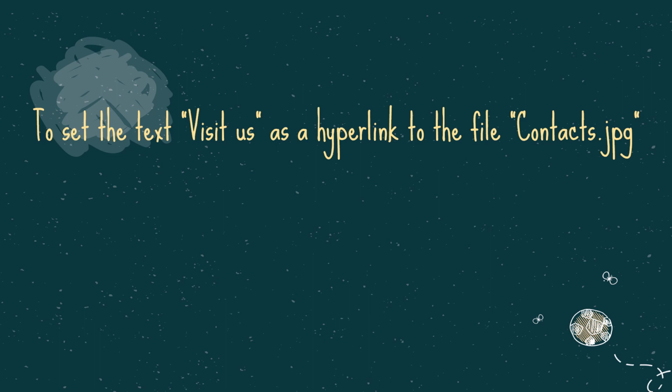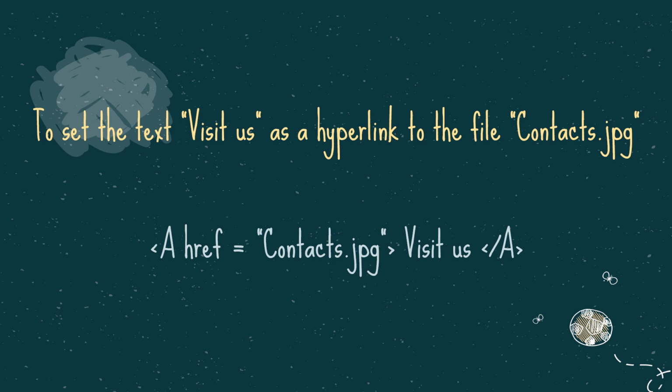Last is to set the text visit us as a hyperlink to the file contacts.jpg. Here again we are setting the text as a hyperlink. Plain, simple. We will write the text visit us in between the opening and closing anchor tag, and it should open contacts.jpg. That means at this time we are not opening a web page, we are opening an image. So we will write a href equals contacts.jpg. That will be the file that opens by clicking on visit us. Visit us, then close the anchor tag. When we click on visit us, it will open this image.